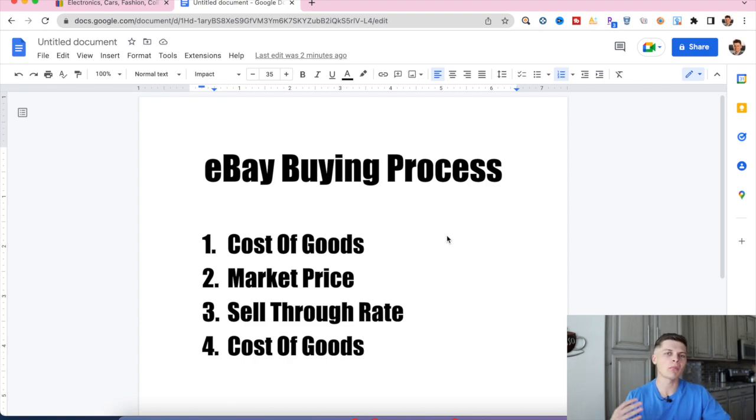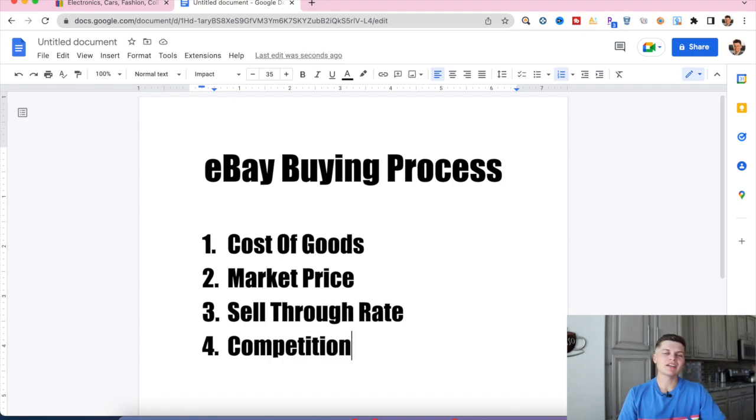Number 2 is the market price. What is the market price on eBay, the average selling price of this product? That is an important key data point to know because you want to make sure that whatever price you're purchasing that product at, your cost of goods, there's a market price on eBay that's going to leave you with a profit. So first, cost of goods. Second is identifying the market price of that item.